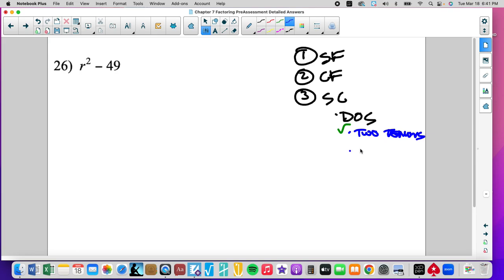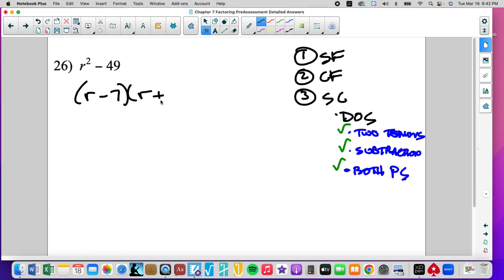The second criteria is subtraction. Is it subtraction between those 2 terms? Ding, ding, ding, ding. And the third one is both of the terms are perfect squares. Are both of them perfect squares? Is there a number that you multiply by itself to get it? Yep, they are both perfect squares. So they are going to be produced by conjugates. This is the difference of 2 perfect squares, and the difference of 2 perfect squares is produced by conjugates.